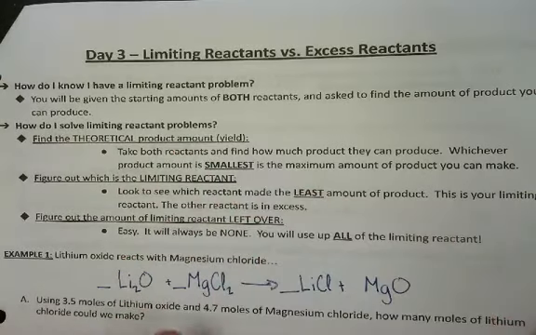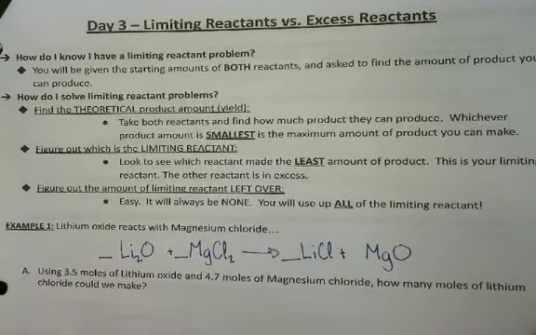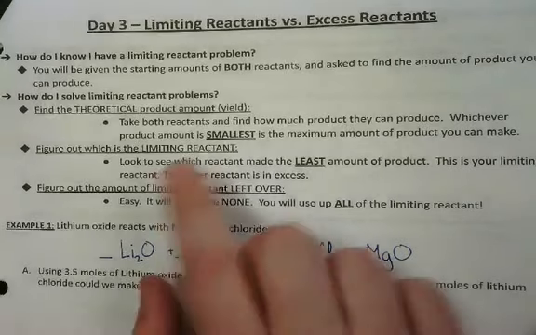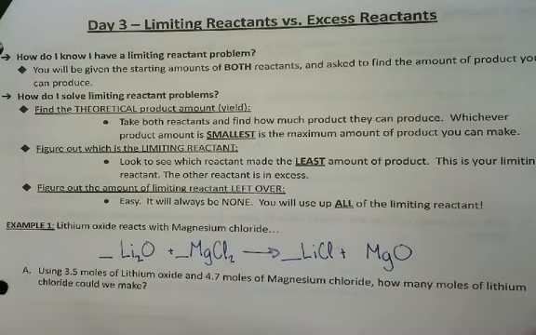But then we're also going to ask you what is the limiting reactant and what is the excess reactant. Well, the limiting reactant is going to be the reactant that produced that smallest amount. Your excess reactant is going to be the one that produced the larger amount.